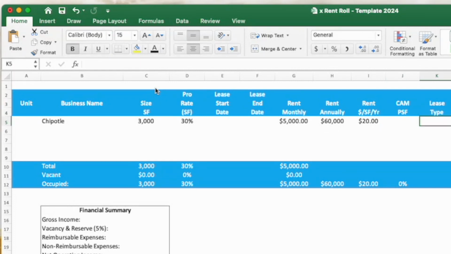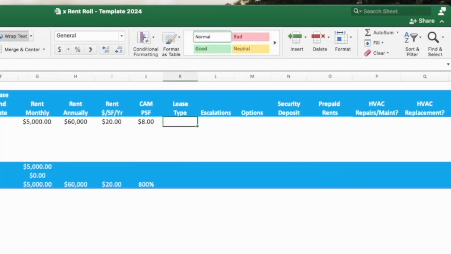Lease type is going to be, for CAM purposes, let's go ahead and put $8 a square foot for CAM. Lease type, you're going to have either one of two leases, or actually one of three leases. You're going to have either a triple net lease, which is normally abbreviated as NNN. A second one is going to be a gross lease, and the third one is just a modified gross lease.